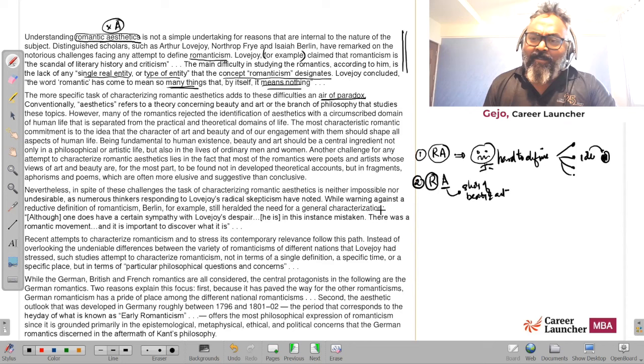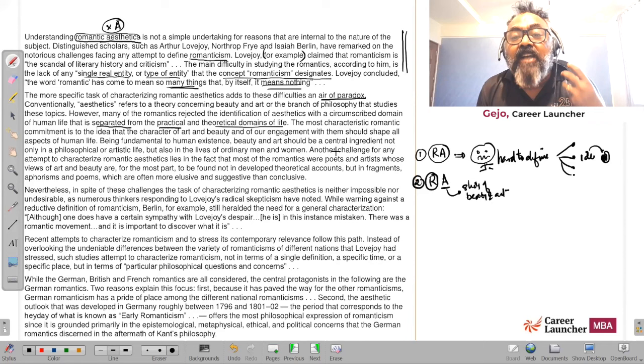However, many of the romantics rejected the identification of aesthetics with the circumscribed domain of human life that is separated from the practical and theoretical domains of life. The most characteristic romantic commitment is to the idea that the character of art and beauty and an engagement with them would shape all the aspects of human life. Being fundamental to human existence, beauty and art should be a central ingredient not only in philosophical or artistic life, but also in the lives of ordinary men and women. Now, what is the romantic saying? The romantic is basically saying that this whole thing about beauty is not simply restricted to art. It is every aspect of human life. It is not just for art.